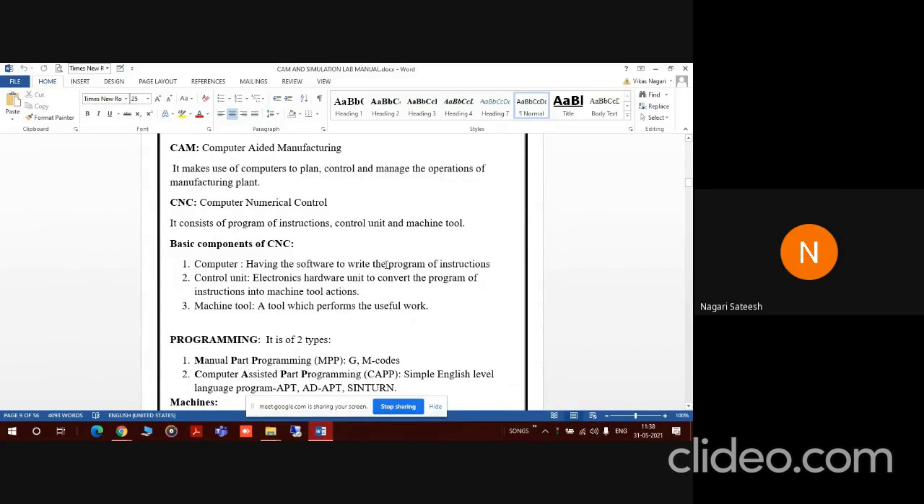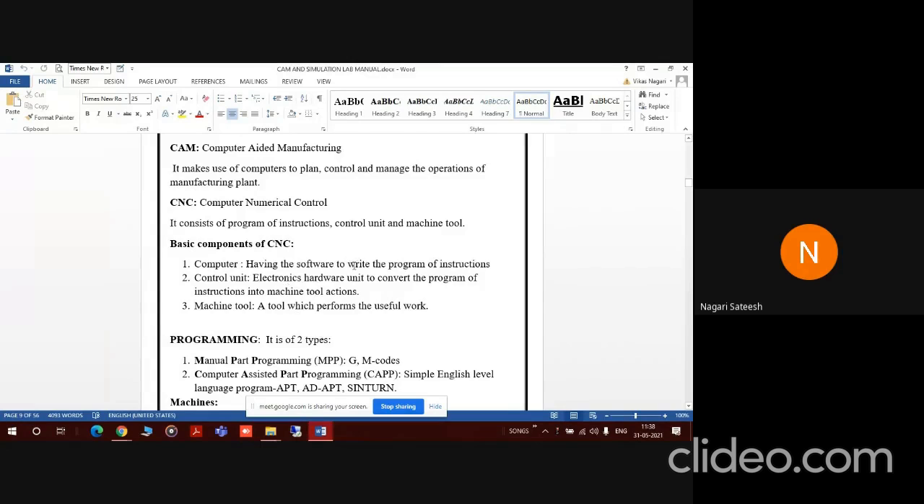The computer has the software to write the program of instructions. The control unit is the electronics and hardware unit which converts the program of instructions into machine tool action. A machine tool is a tool which performs the useful work. These are the main basic components of CNC.